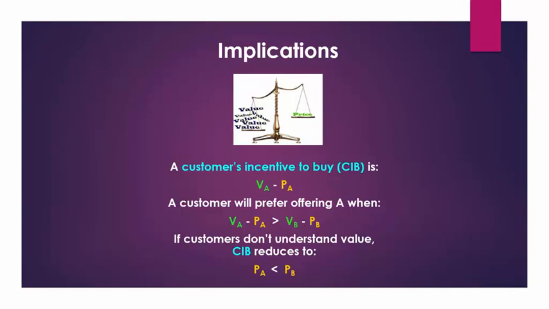All right, now a customer will prefer offering A when the value of A minus the price of A is greater than the value of B minus the price of B. So obviously I'm getting more from product A than I'm giving up.